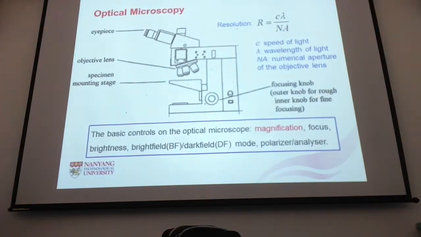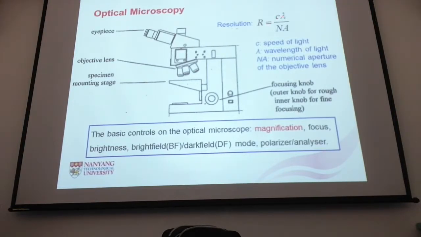First is the magnification. Always in an optical microscope, there are two values. One is labeled on the eyepiece, and one is labeled on the objective lens. The total magnification is this value multiplied by this value. For example, here the eyepiece shows 10 times, and the objective lens shows 10 times. So the total magnification is 100. And the second is the resolution.